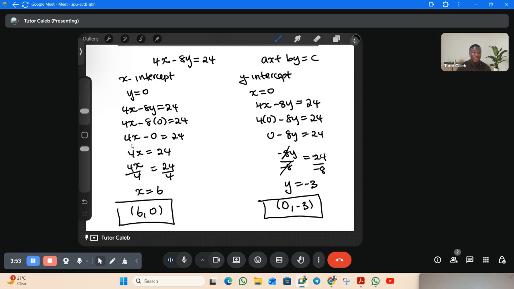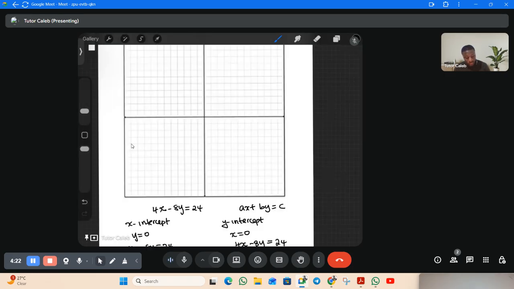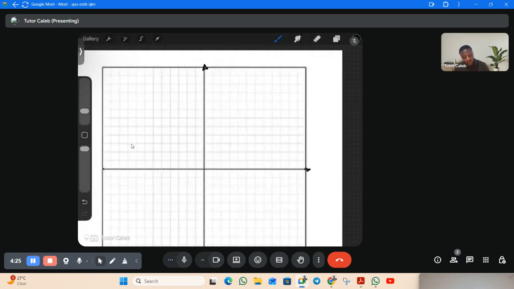Now, we have found our intercepts, the x-intercept and the y-intercept. Now, we can plot these 2 points on the graph and link the 2 points with a line to get the graph for the line 4x minus 8y equals 24. Let's do that. Let's start by plotting the point 6, 0. Now, let's use this graph and annotate it first. We have here our y-axis, our x-axis. We will take 1 square to be 1 unit.